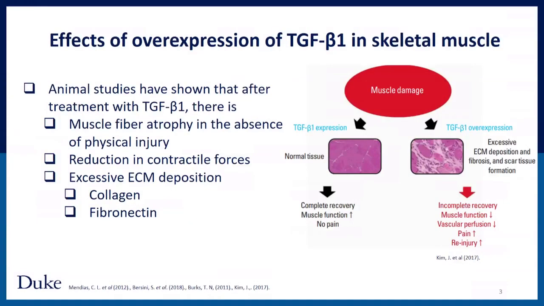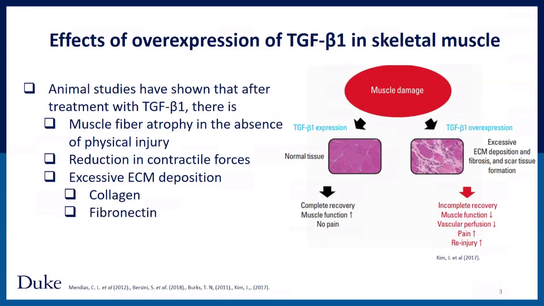In order to recreate this disease with our healthy myoblasts, we need an approach. The approach we chose is overexpression of TGF-beta1. In many animal models, it has been shown that with TGF-beta1 there is muscle fiber atrophy even in the absence of physical injuries. It reduces the contractile force of the muscles, and it results in excessive ECM deposition, including collagen and fibronectin. These are exactly the phenotypes we're looking for.